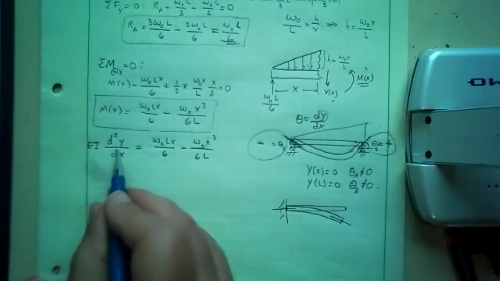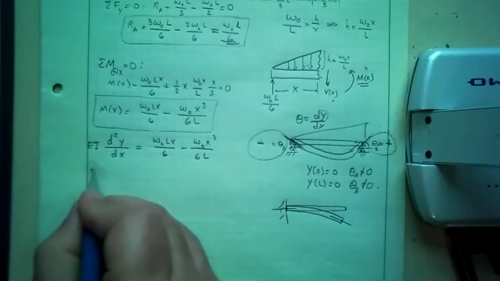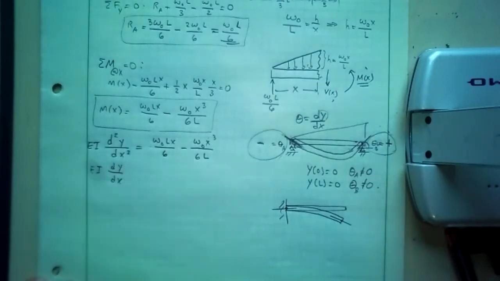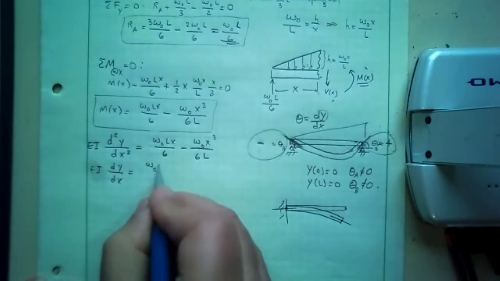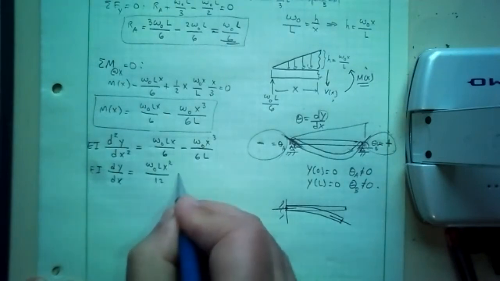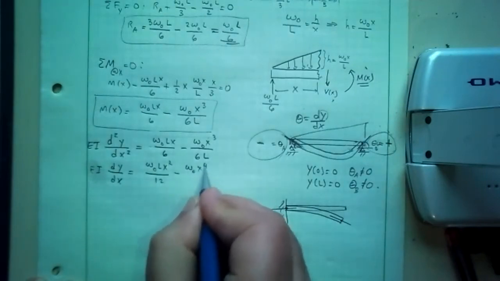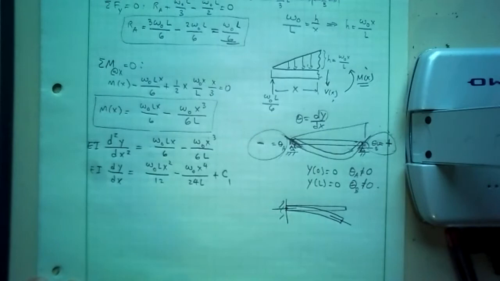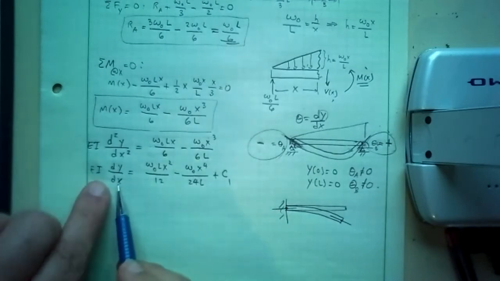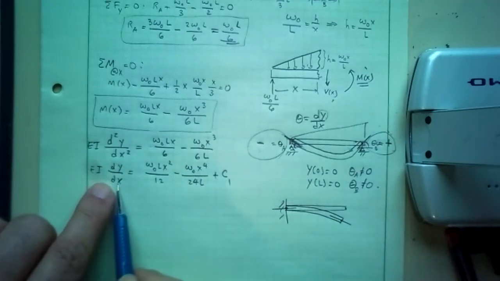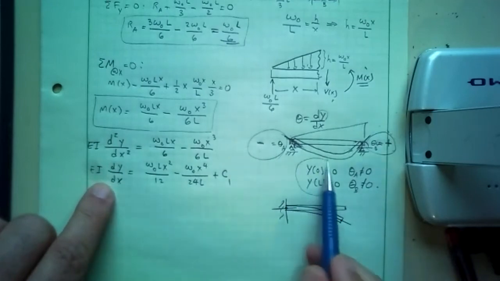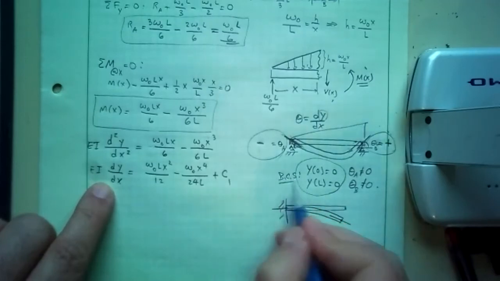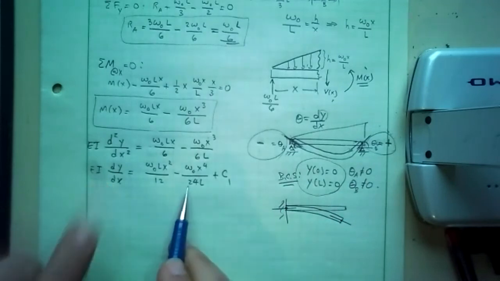Okay, so there's my equation. I am going to integrate this. This becomes W naught L x squared over 12 minus W naught x to the 4th over 24L plus C1. I don't have a boundary condition for the slope. I only have boundary conditions for the deflections. These are my boundary conditions. There are 2 of them. So I cannot apply a boundary condition here.